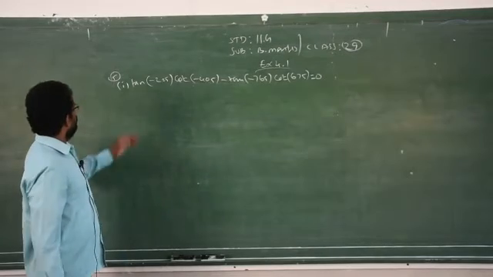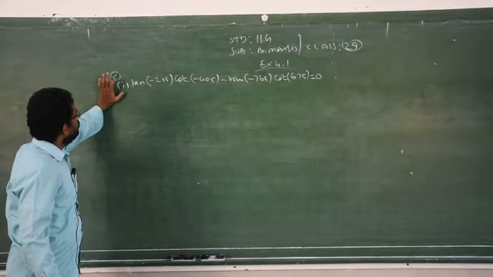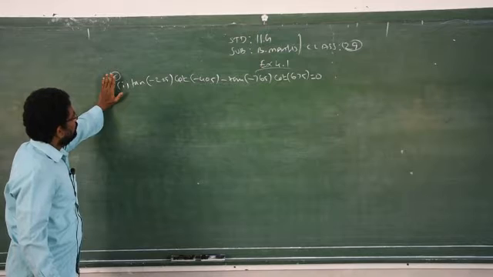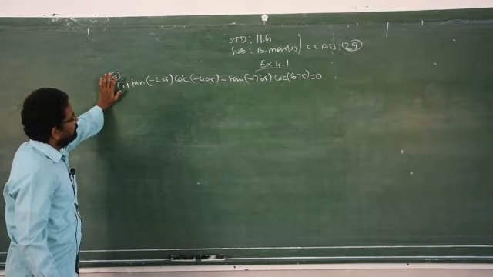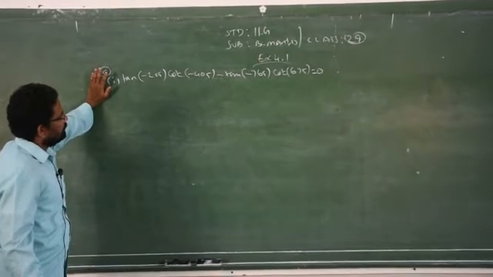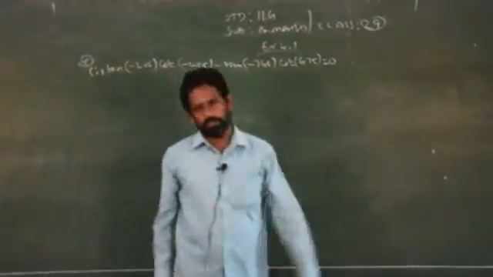We will see sum number 1 under sum number 5. Prove that tan(-225°) cot(-405°) - tan(-765°) cot(675°) is equal to 0. You have to prove that this will be equal to 0.